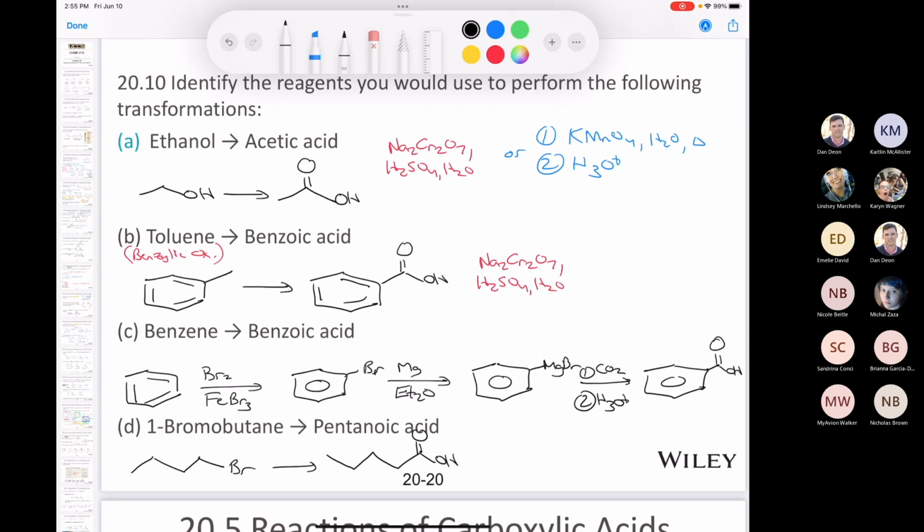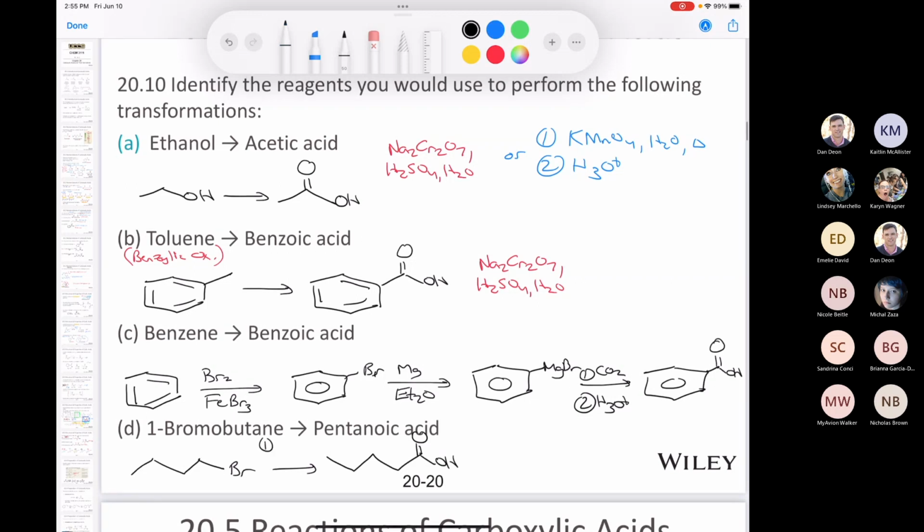You could actually use this same strategy as here. You could treat it first with magnesium. So we could even pencil that in. You ready here? Number 1, magnesium. Number 2, CO2. And number 3, H3O+. That would work. There are other ways to do it, though.